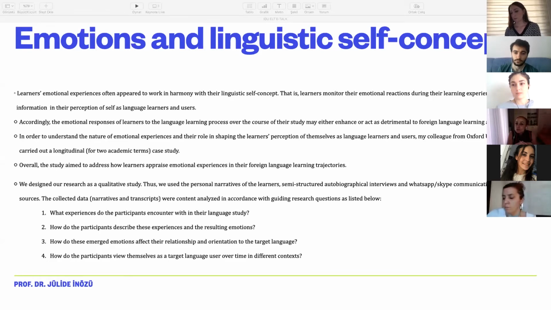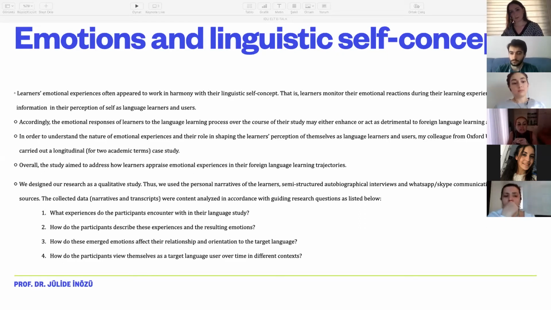And from time to time, we also used WhatsApp and Skype communication with the students, and we also included those in our data source. And then we collected data, we content analyzed the data, and we paid particular attention to our research questions, which you can see in my slide. So we had 4 research questions.